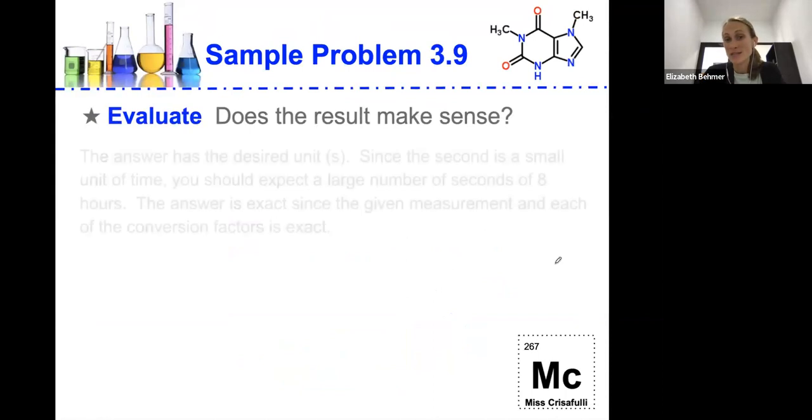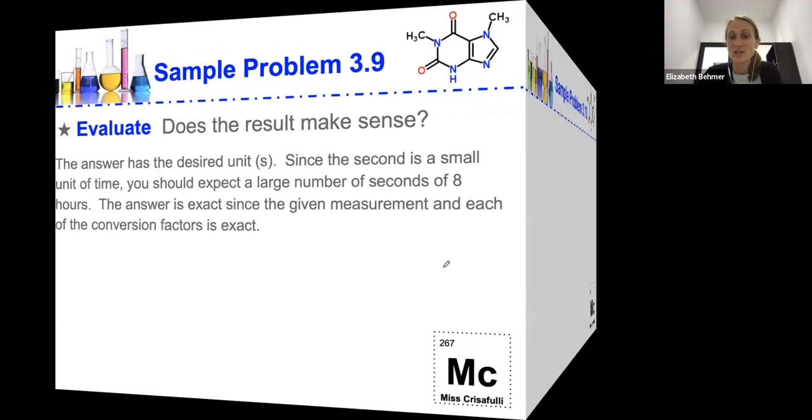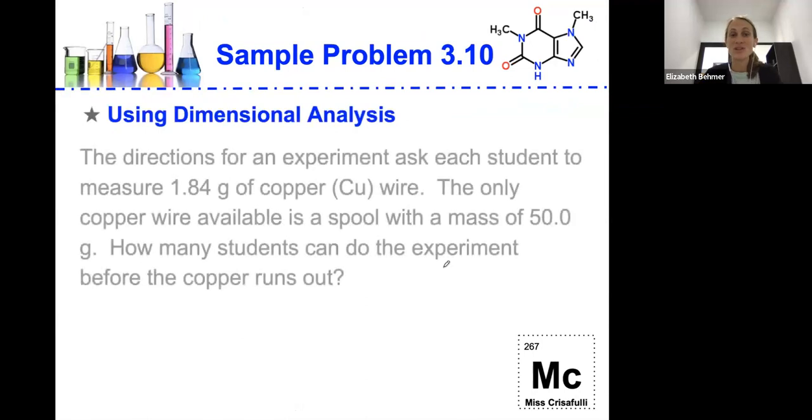Then we evaluate, does the result make sense? The answer has the desired units of seconds, and since the second is a small unit of time, we should expect a very large number of seconds in 8 hours. And the answer is exact since the given measurement and each of the conversion factors is exact. So it does make sense. Let's go over another sample problem using dimensional analysis.